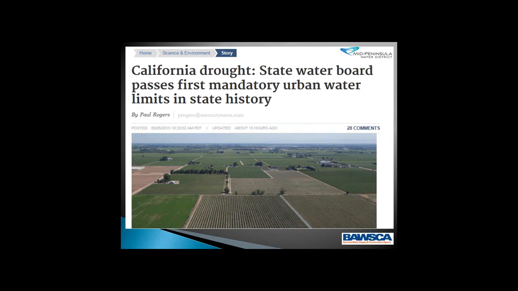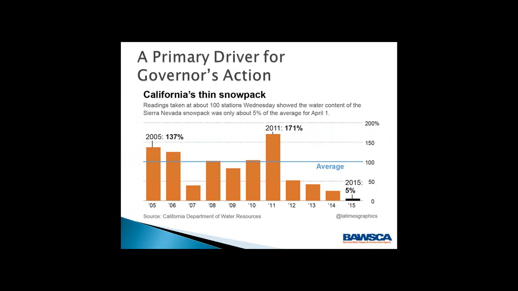So many of you know that California is in a drought right now, and the State Water Board actually passed its first mandatory urban water limits in state history. Governor Brown initiated this 25% mandatory cutback, 25% across the state. And a big reason why is because of the thin snowpack. So this was a primary driver for the governor's action.